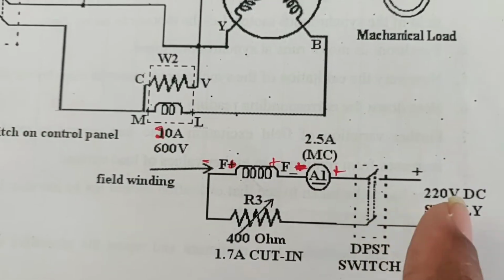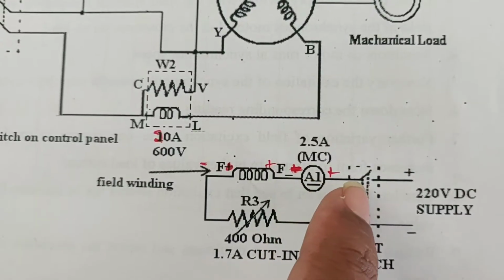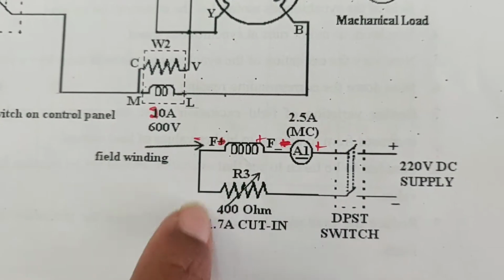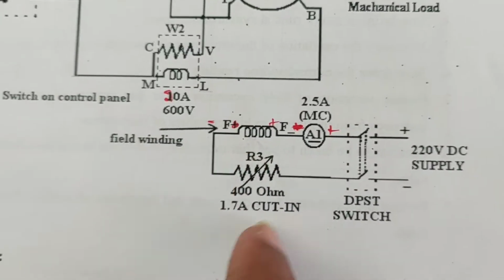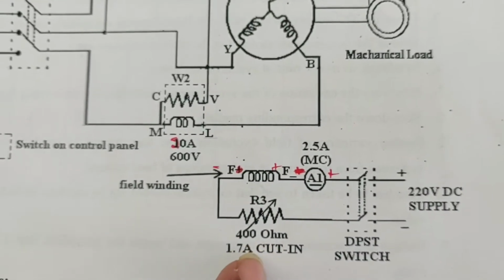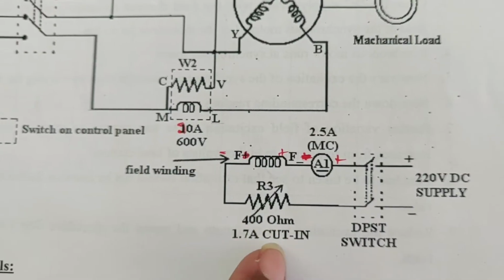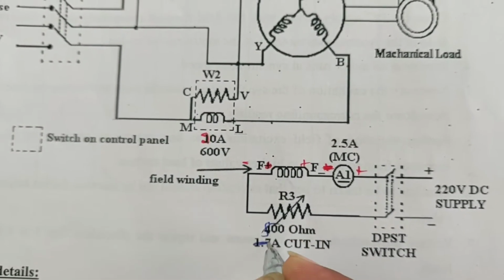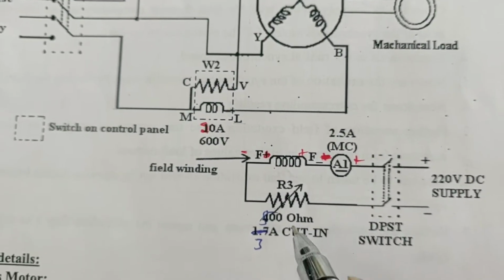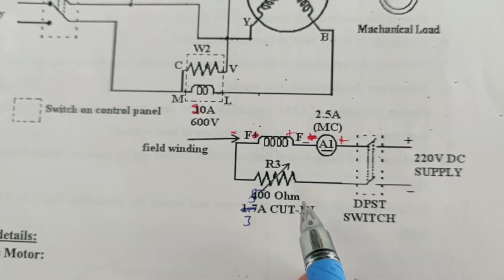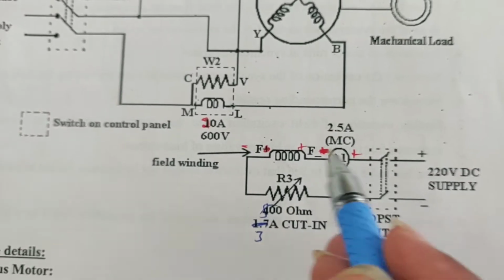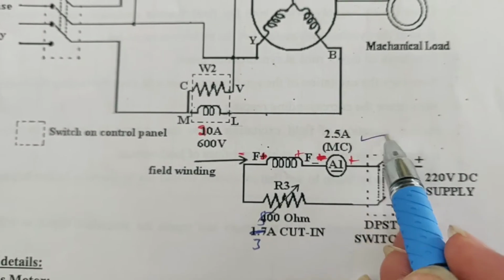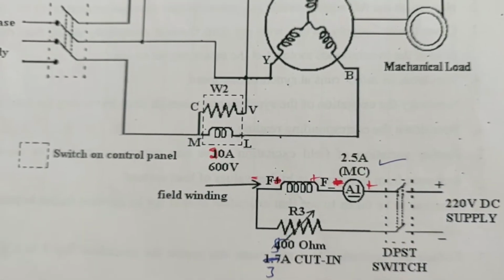The field circuit is excited with 220 volts, connected to the field through an ammeter and then a rheostat. This rheostat is used in order to control the current flowing through the field. Here we have taken a 500 ohm, 3 amps rheostat, so please consider this change. Initially it is at cut-in, so the current through the field is less. If you move towards cut-out, the current through the field also increases. The current through this circuit will be measured through this DC meter.